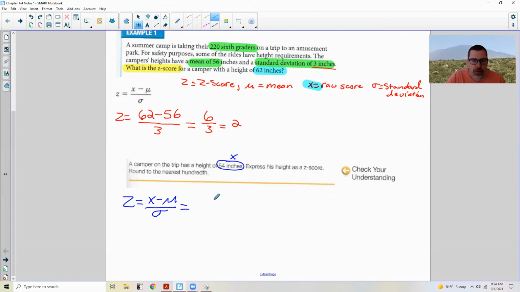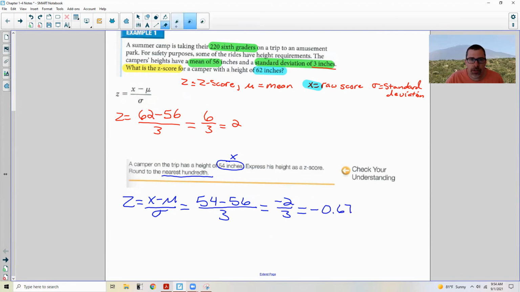This is a walk in the park. So Z equals X, being our raw score of 54, minus 56, our mean, divided by sigma, which also hasn't changed, standard deviation of 3. This is going to equal negative 2 over 3, which equals a negative. It says round to the nearest hundredth, 0.666 repeating, so rounding to the nearest hundredth is 0.67.